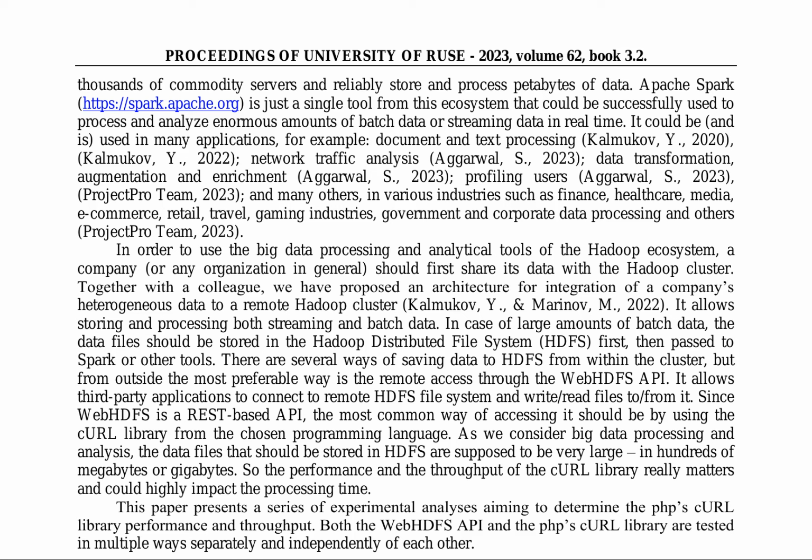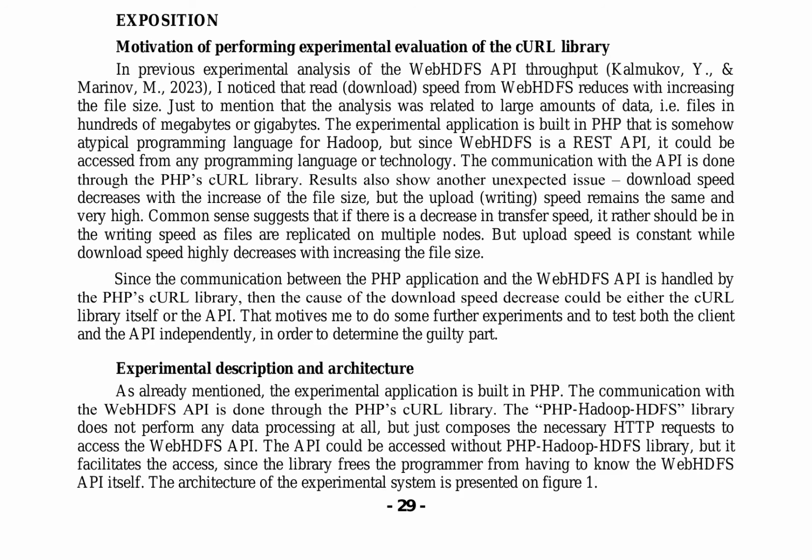This paper presents an experimental analysis of the PHP's cURL library performance and throughput, as well as the Web HDFS API. Prior experimental analysis of the Web HDFS API throughput revealed that read speeds decrease with increasing file size, while upload speeds remain constant. This unexpected issue prompted further investigation to determine whether the cURL library or the Web HDFS API is responsible for the decrease in download speed.